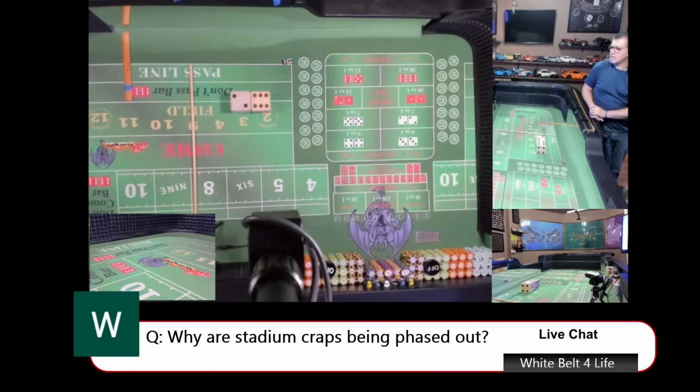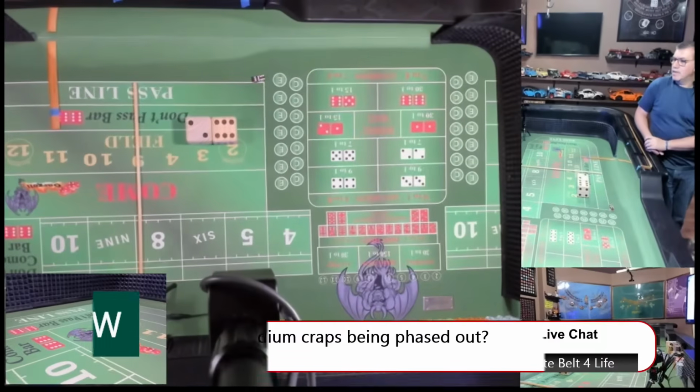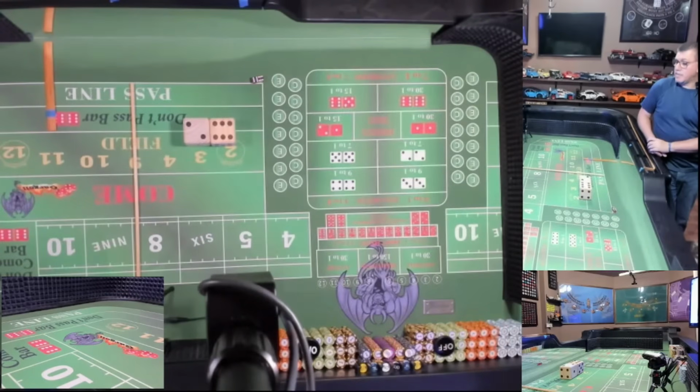Belt for Life says, why are stadium craps being phased out? I do know that in some casinos they've taken them out, and a couple in Atlantic City have put them in. They didn't last very long. They took them out. What's your thoughts on that? I don't know. I think that they're realizing that some people may have taken full advantage of it, and maybe they realize that they lost some of their edge by playing mind games with the eyes, with bringing in money in the middle of the roll and all that stuff.